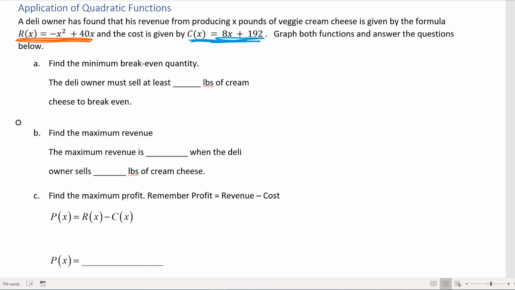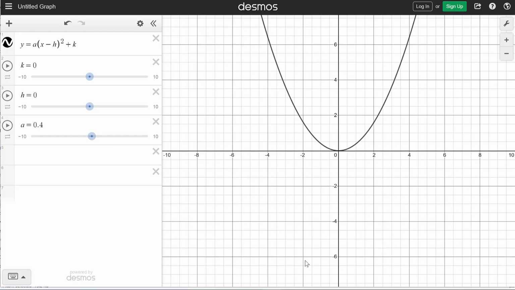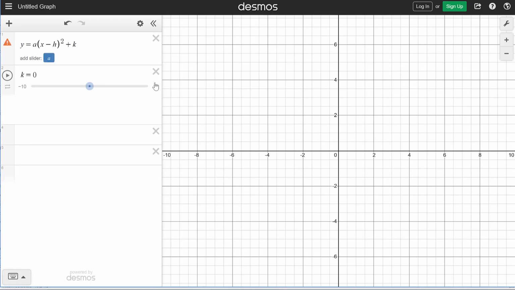Now notice that this is a linear function in blue, but the orange one is a quadratic because it has the squared. Graph both functions and answer the questions below. So let's go ahead and graph both of these functions. I'm going to pull up my Desmos and graph both of these functions. As I go to type in my new functions, I've got some old functions here. To get rid of them, you just click the X.